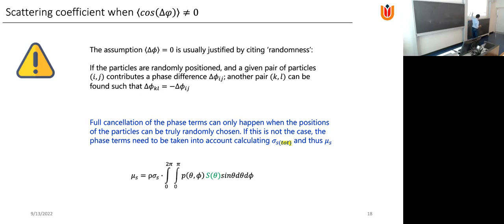But if the particles' positions are not truly random, then these phase terms and the structure factor need to be taken into account, and then we will have to calculate the scattering cross section for this formula.